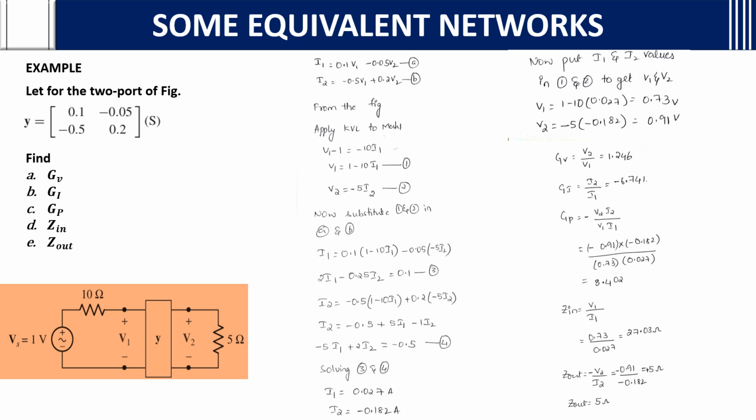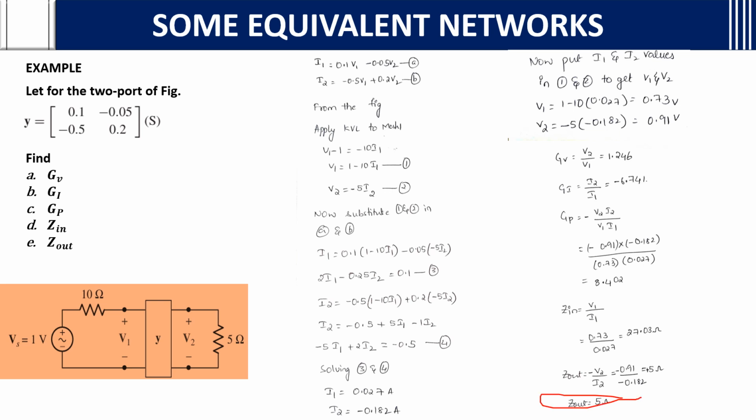After that, GP, the power gain. The GP formula is minus V2 I2, that is the power on the output side, divided by V1 I1. If you put those values in, GP will be equal to 8.402. Then for the input impedance Zin, V1 by I1: V1 is 0.073 and I1 is 0.027, so you will get 27.03 ohms as the input impedance. Zout is minus V2 by I2, minus 0.91 by minus 0.182, you will get 5 ohms as the Zout.